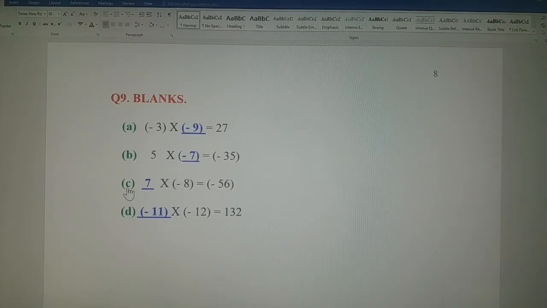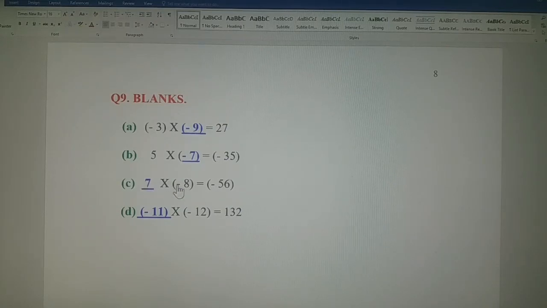The next blank, question number C, dash multiplied by minus 8 is equal to minus 56. Now 8 stable we have to calculate. 8 how many is 56? 8 sevens are 56. So in the blank we have to write 7.